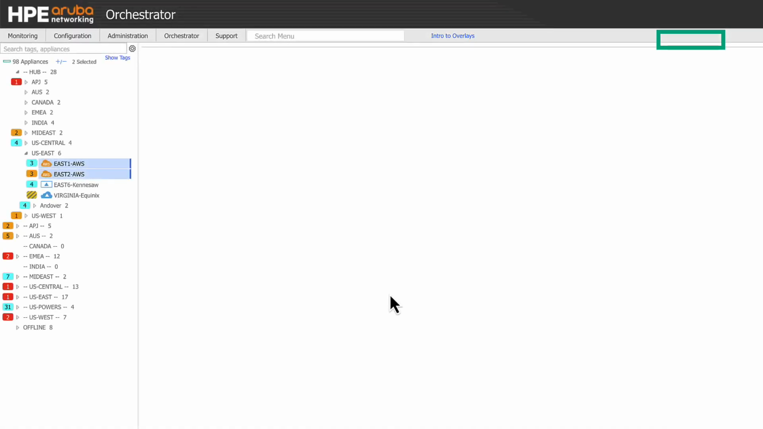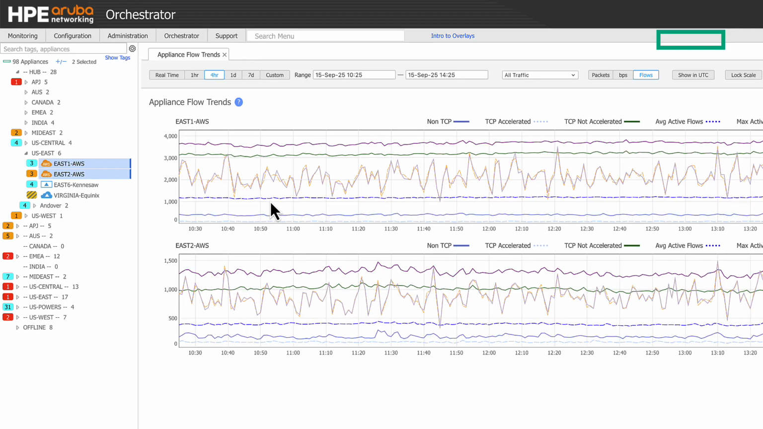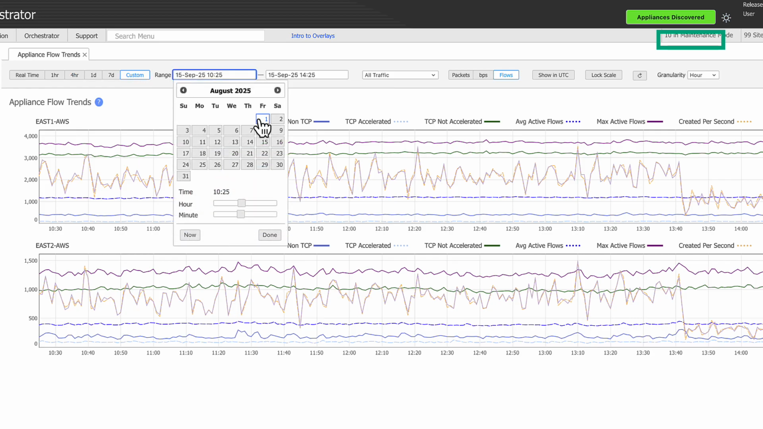Thankfully, the orchestrator provides some useful reports to help you. The best place to look is monitoring appliance trends. You can run it against all appliances, specific groups, or any combination you select in the appliance tree. We'd suggest running this report against branch locations and then again separately for hub or data center locations. Choose Custom and select the last month or even longer.